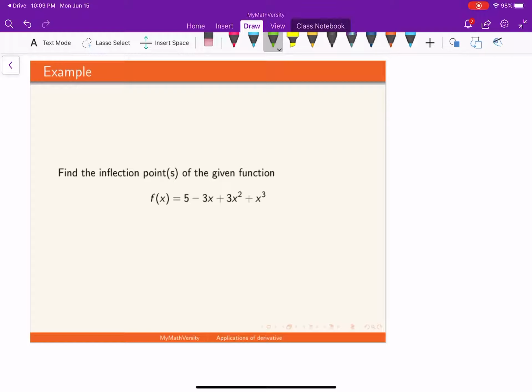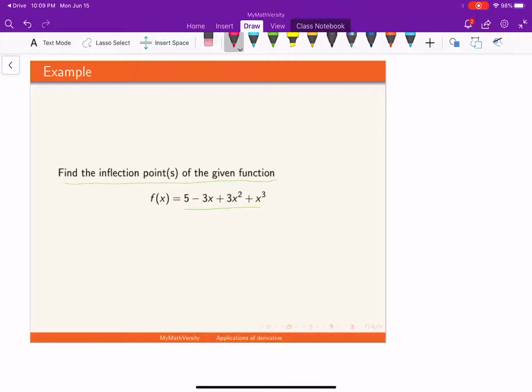In this example, we'll find the inflection points for the given function, which is over here given as 5 minus 3x plus 3x squared plus x cubed. If you are not sure what inflection point or point of inflection means, please watch the suggested video.